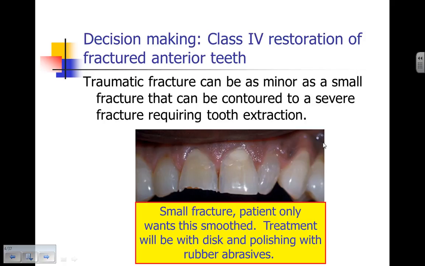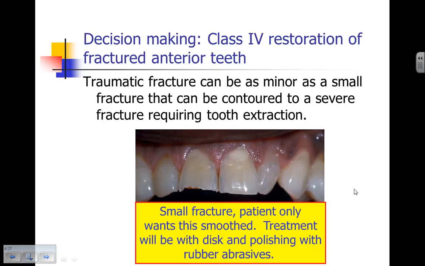So the decision making depends upon the severity of the fracture. It can be as minor as a small chip that can be recontoured to that severe situation that we just saw, where it's between extraction or salvaging the tooth and then making decisions as to what's the cost benefit, what's the prognosis.